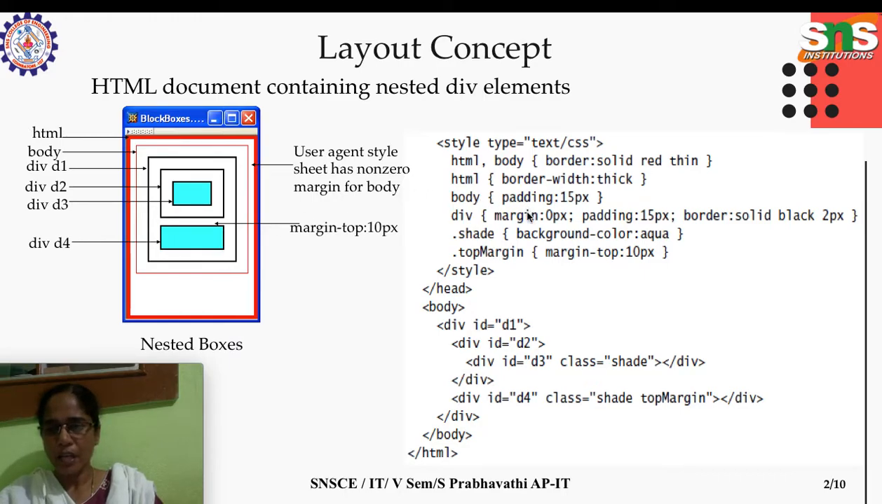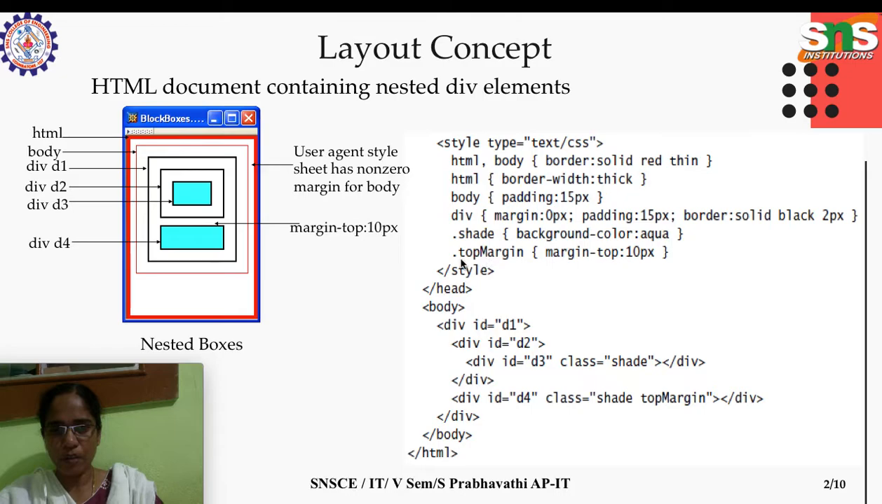Okay, and what's happening next, dot shade. Shade is the class name, and we are styling it using dot shade. Within this, we set the background color to aqua. So where are we using shade? In div 3. Div 3 is nothing but this block, so this block has the background color aqua.